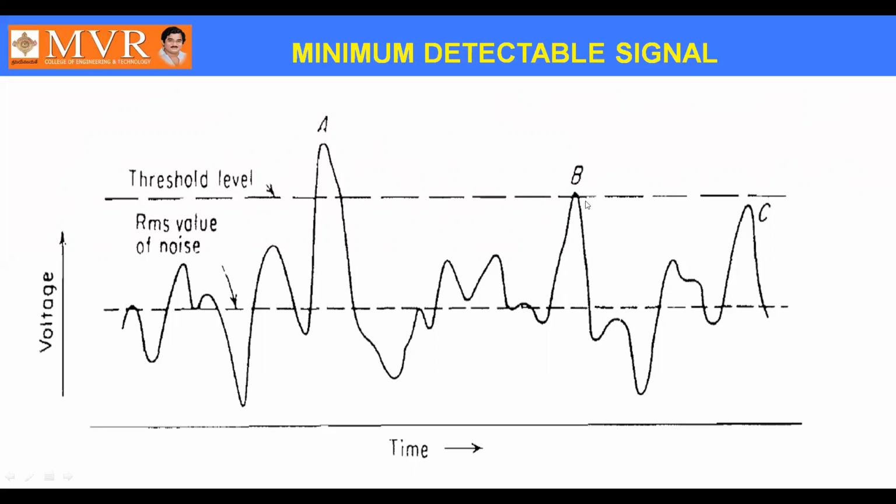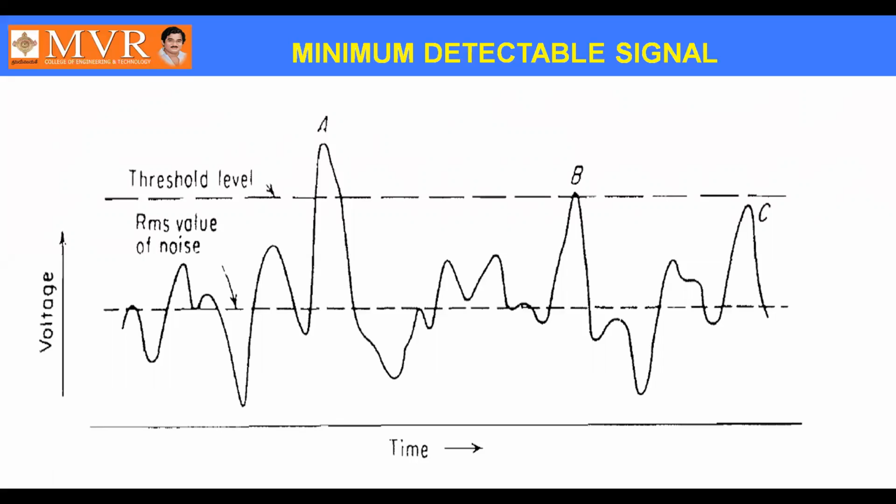The targets measured at this threshold level are known as threshold targets. Now, the main thing is at what value the threshold level should be set. If the threshold level value is too high, there may be a chance of missing the target. And if the threshold level is very low, there may be a chance of receiving a false alarm, that is, false targets.